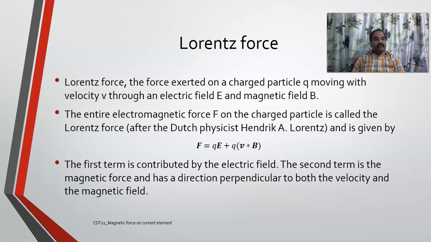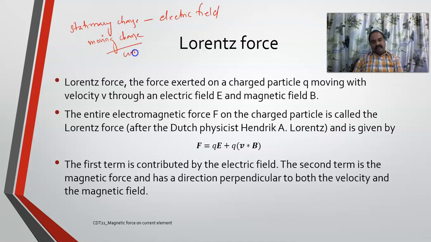But as of now, another term is the Lorentz force, which is commonly heard in magnetic forces. As already told, any stationary charge develops an electric field. Moving charge is nothing but current, right? If a charge is moving, it results in a current. Any moving charge can develop an electric field and a magnetic field also. This is called the Lorentz force.